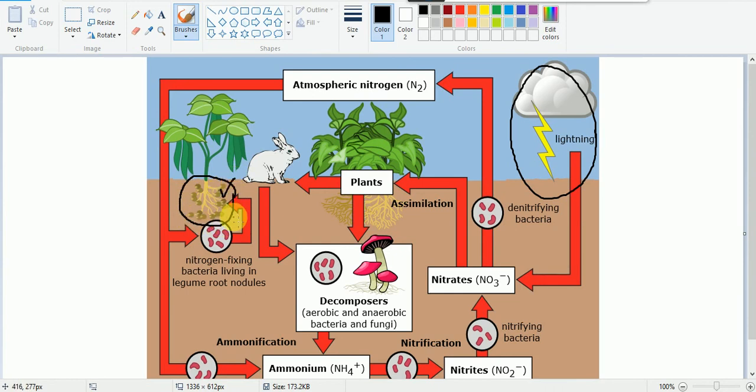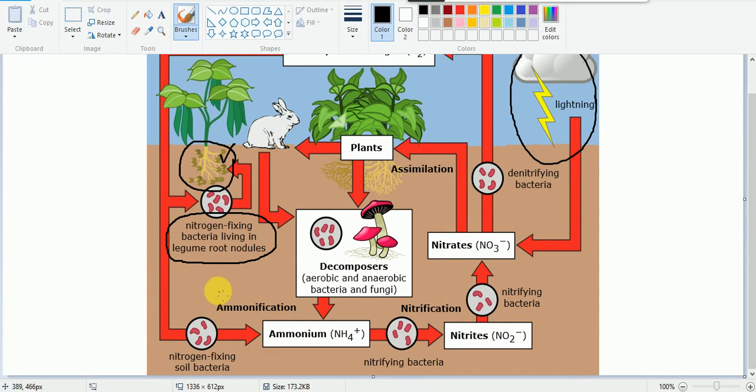So these are the nodules of roots, and some bacteria are found in the root nodules, and this bacteria fix the free nitrogen from the atmosphere into the soil, as given here. See, nitrogen fixing bacteria living in legume root nodules. Rhizobium, for example, is a bacteria that is present in the root nodules of legumes, leguminous crops like pea, beans. And this bacteria fix the free nitrogen from the atmosphere into the soil.